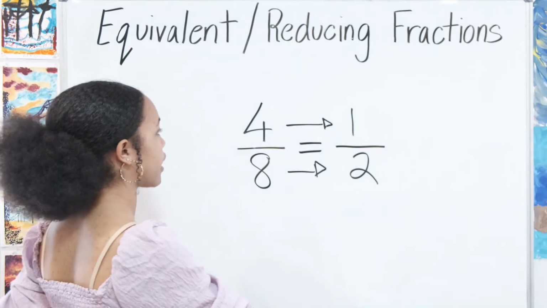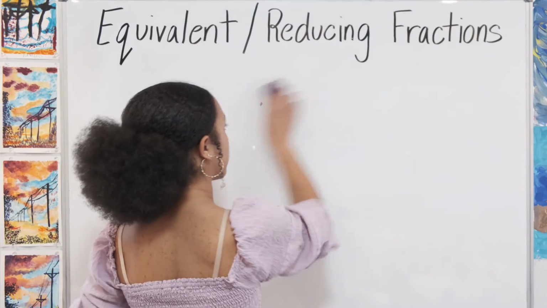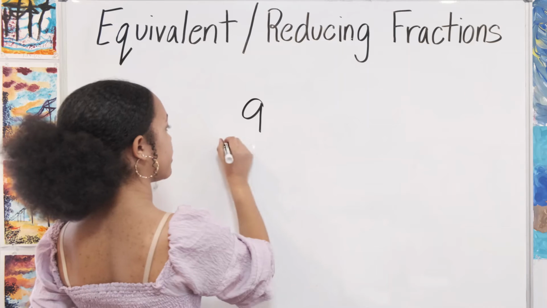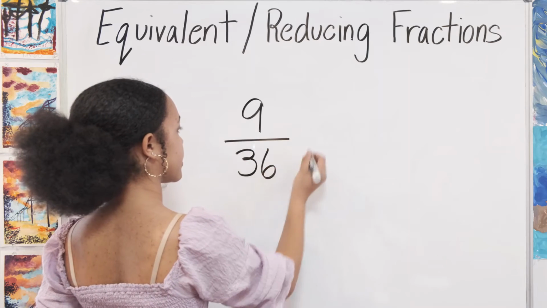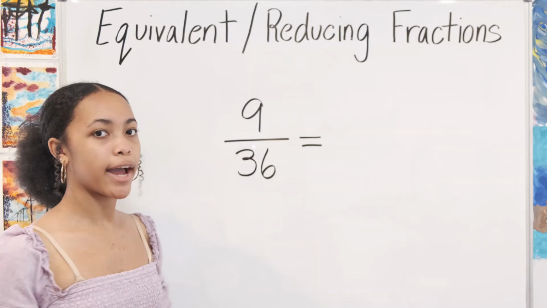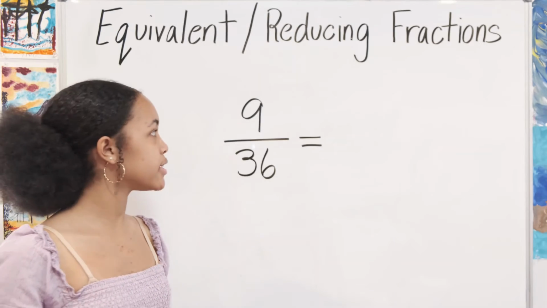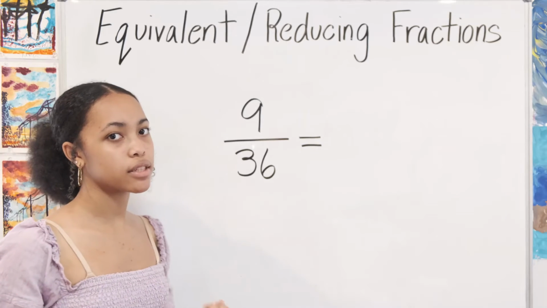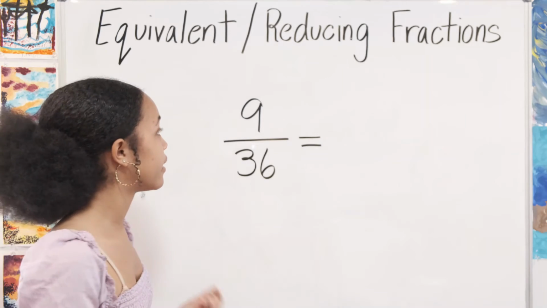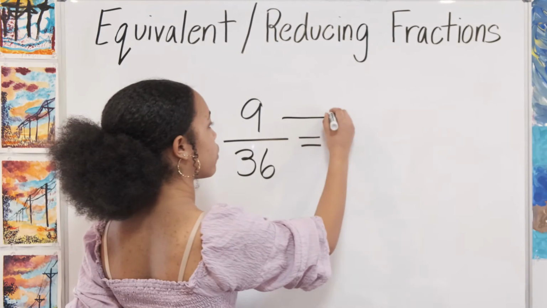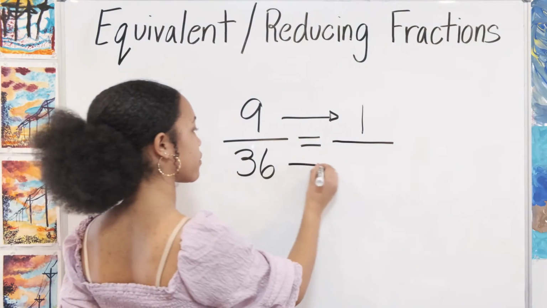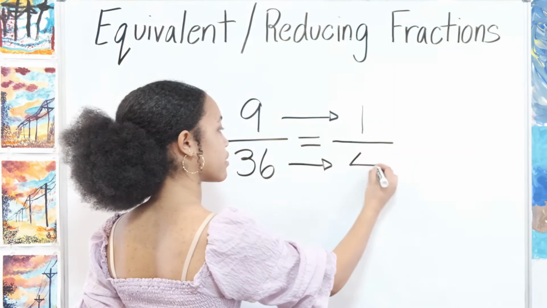Now, let's look at another example. We have the fraction of 9/36. We can reduce this again. We need to find the greatest common factor, the GCF. Now, the greatest number that can fit into both 9 and 36 is 9. 9 fits into itself 1 time. And 9 fits into 36 4 times.